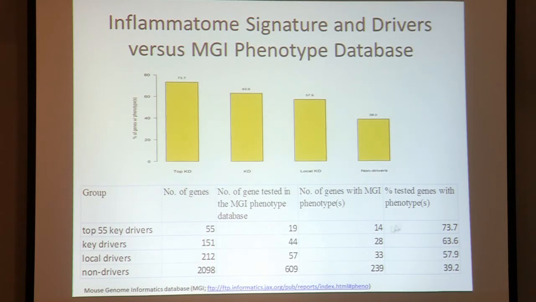When we look at our drivers, especially the top 55 drivers of the inflammatome signature, we found that 74% of those drivers have relevant phenotypes when perturbed. When you look at those long driver genes, only about 40% of them have relevant phenotypes. So this shows the importance of the driver genes identified through this kind of multiscale network analysis.